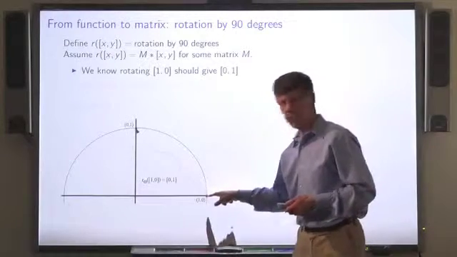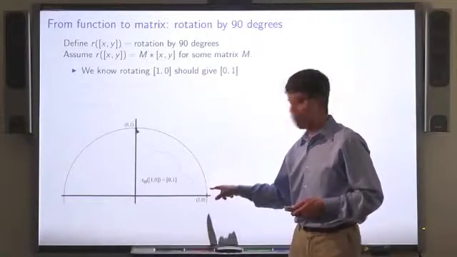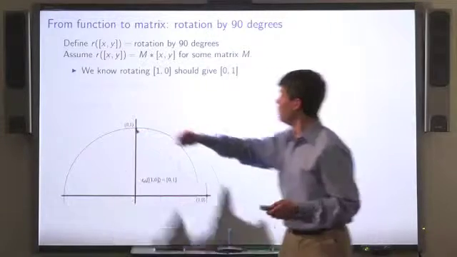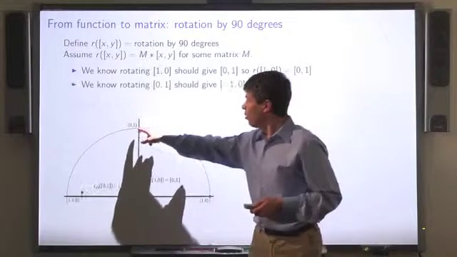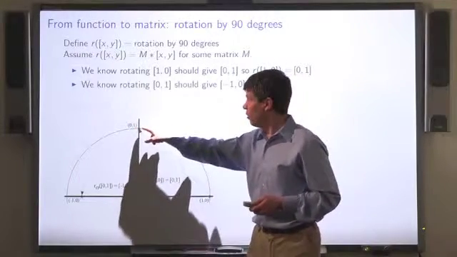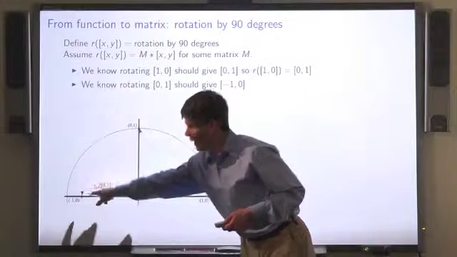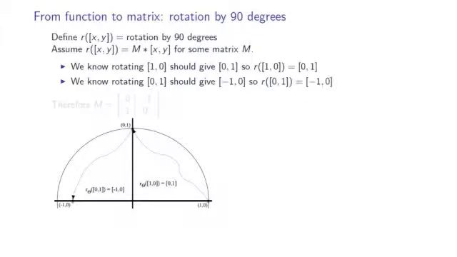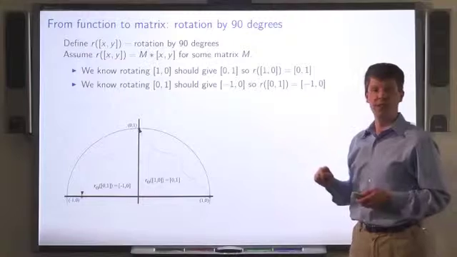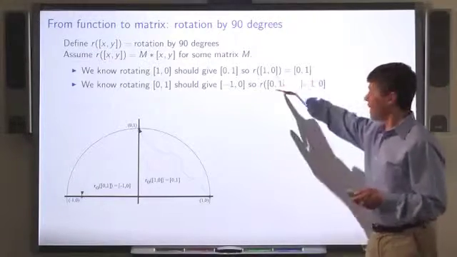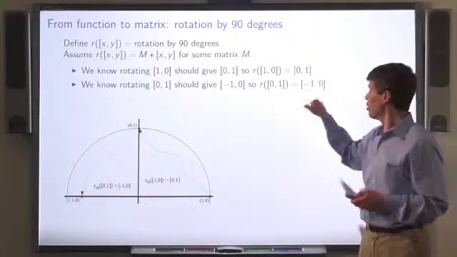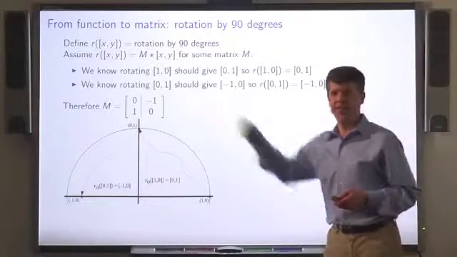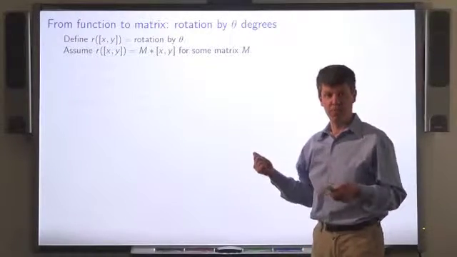Now we know that rotating the standard generator 1, 0 by 90 degrees gives us 0, 1. So the function should map the first standard generator 1, 0 to 0, 1. And we know that rotating the second standard generator 0, 1 by 90 degrees should give us minus 1, 0. So the function should map 0, 1 to minus 1, 0. Since the first standard generator maps to 0, 1 and the second standard generator maps to minus 1, 0, we build the matrix by making these its columns. And there it is.